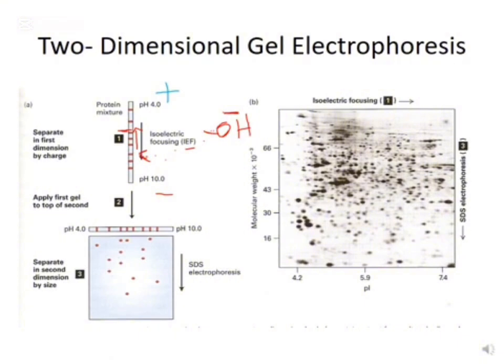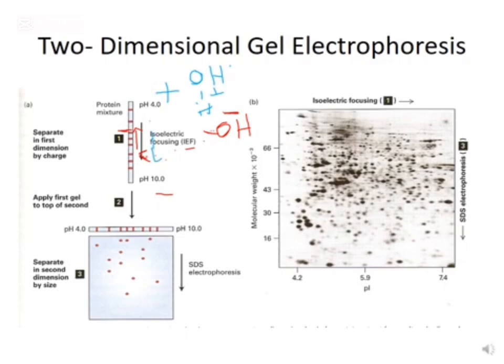On the other hand, if we add a protonated protein that has all its positive hydrogen atoms, because it's positive, it's going to move towards the negative end.